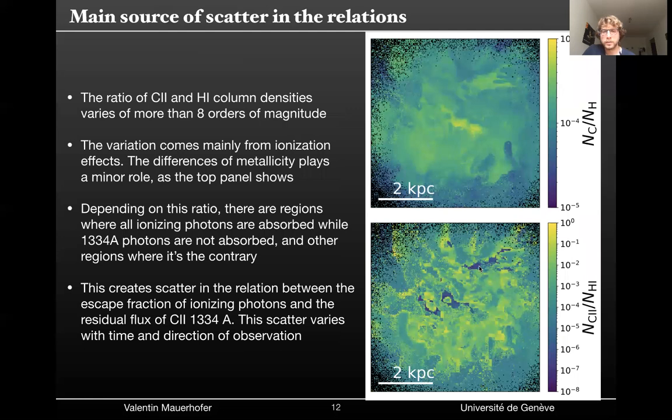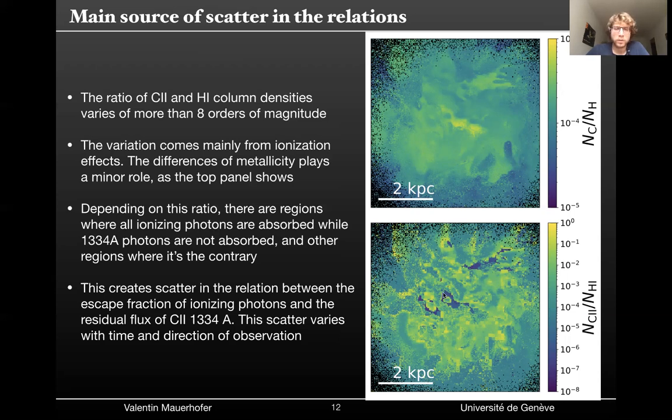And this is due to ionization effects, a little bit from metallicity, but not so much. You can see here, if I take the carbon over hydrogen ratio, there are only 2 orders of magnitude differences. So these variations come mainly from ionization effects. And then this means that in some regions, like in yellow regions, there is a lot of C2. So you can have saturated absorption lines and no escape of ionizing photons. Whereas in the blue regions, it's the contrary. You have not a lot of C2, so you have no absorption line, and all the ionizing photons are absorbed.